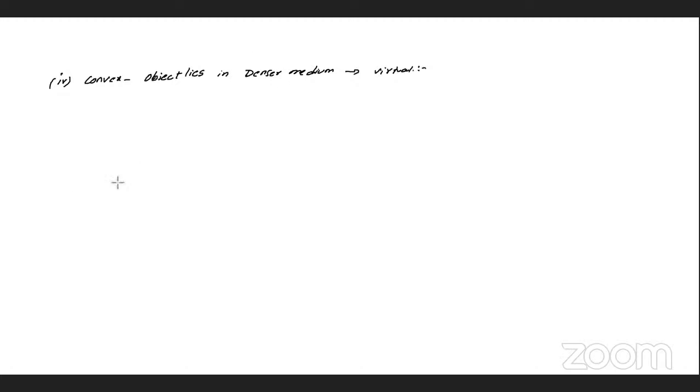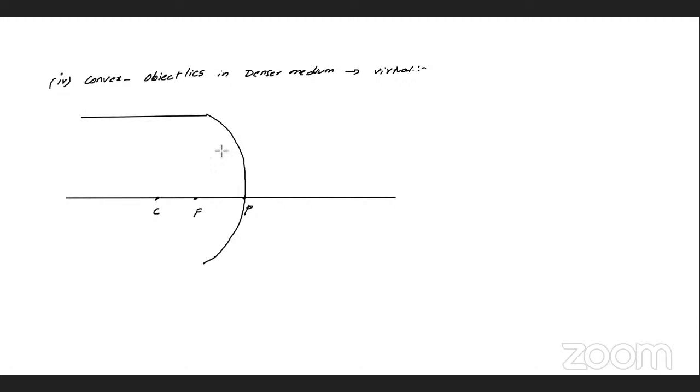Let's see. Same thing. This is your principal axis. I'll just take the convex like this. This is your P point, this is your focus, and this is your center of curvature. I'll take this as the denser medium, mu2, and this is mu1, the rarer medium. So I'm just taking an object in the denser medium.